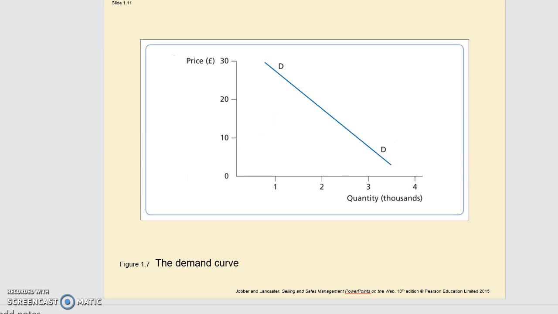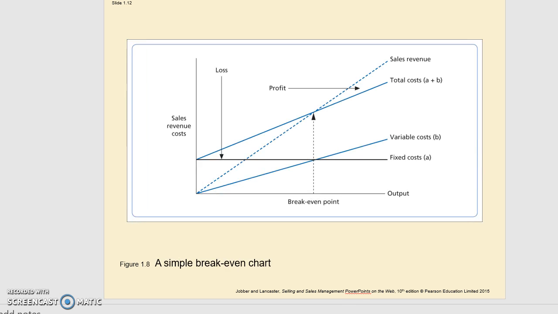So, that covers that area. The demand curve, obviously: when there is a higher demand, the price is going to be higher. As the demand goes down, then obviously the price goes lower. I'm sure you're certainly aware of the demand curve. For the simple break-even chart, break-even is when your variable costs and fixed costs meet. For your total costs, reaching a profit is over the total cost, A plus B, and then increasing your sales revenue.